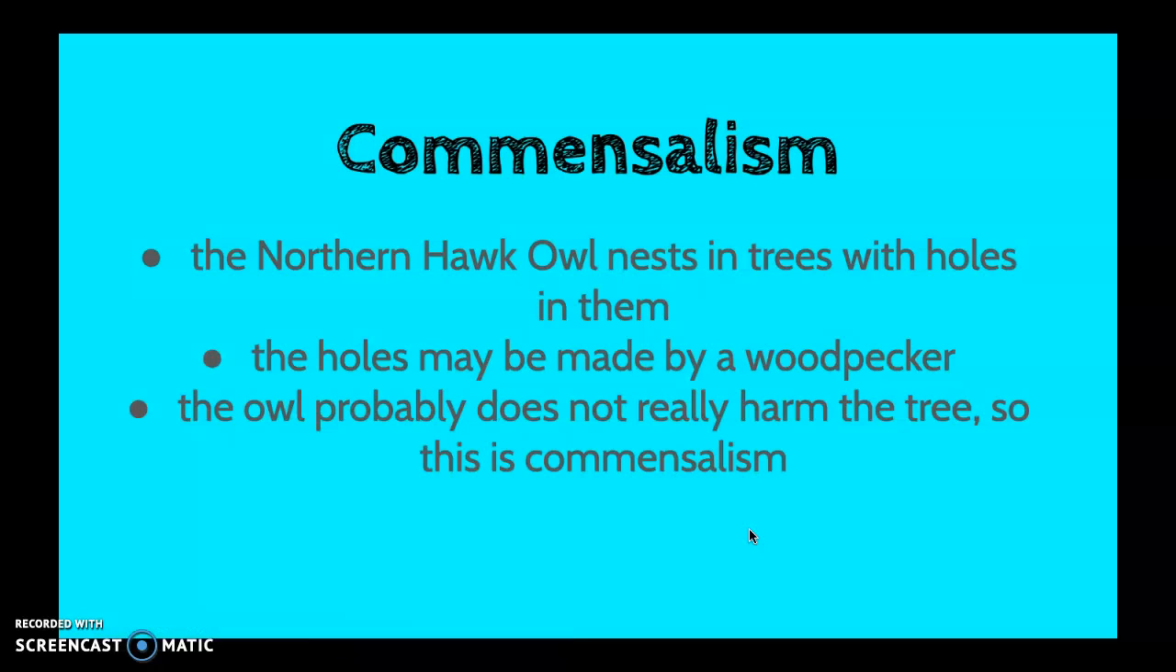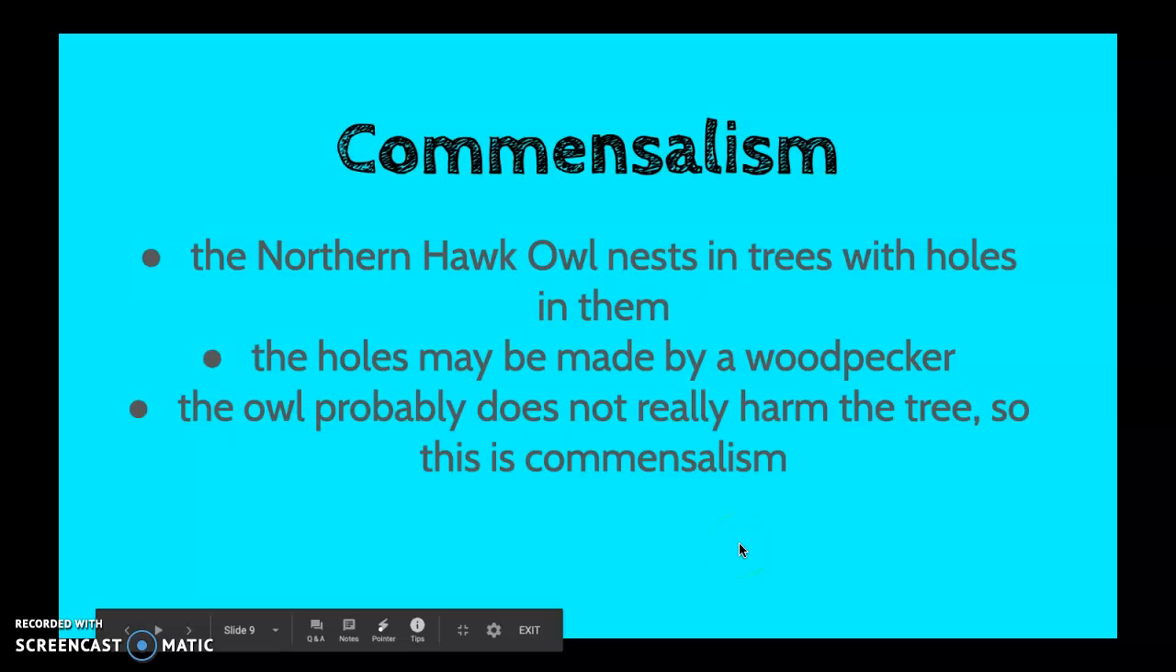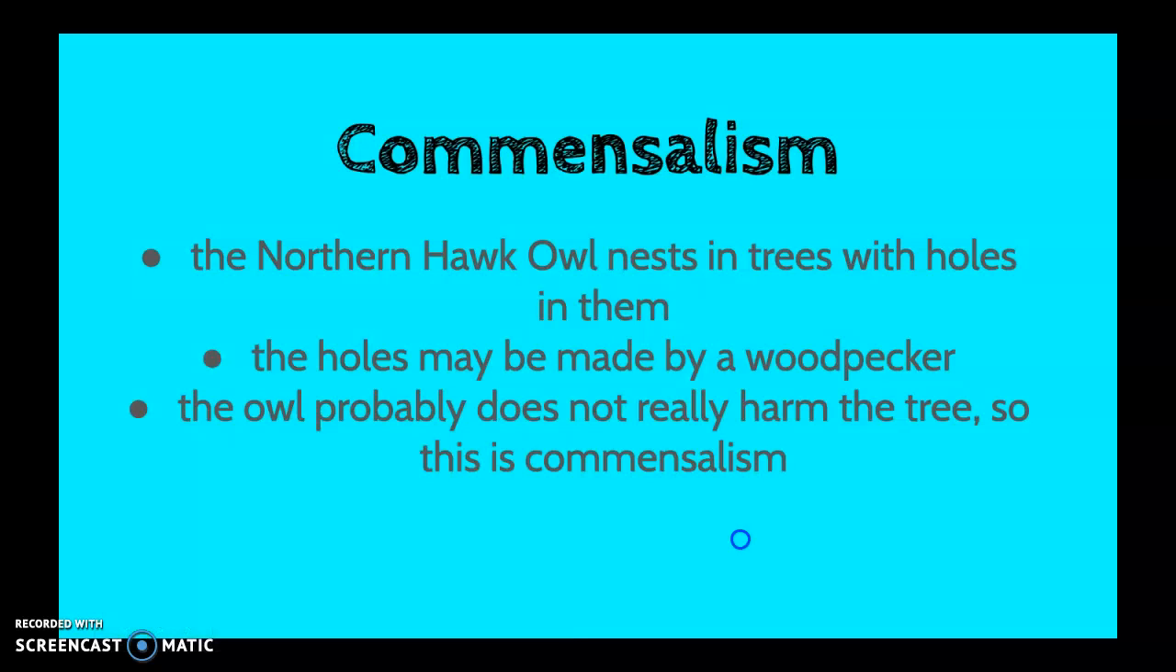Commensalism is when one species is benefited by the relationship and the other species is neither harmed nor benefited. The northern hawk owl nests in trees with holes in them, and the holes may be made by a woodpecker. The owl probably does not really harm the tree, so this is an example of commensalism.